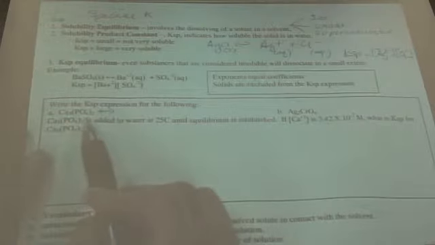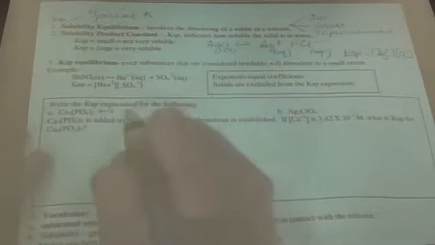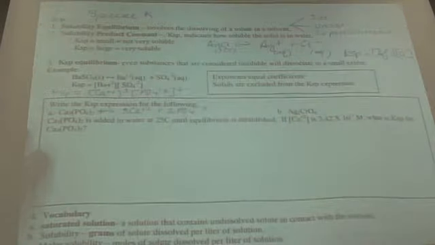Calcium phosphate will dissolve into its ions in this manner. It will produce 3 calcium plus 2 ions and 2 phosphate ions. So KSP then, for this particular, will be the calcium ion raised to the 3rd power times the phosphate ion raised to the 2nd power. Good?